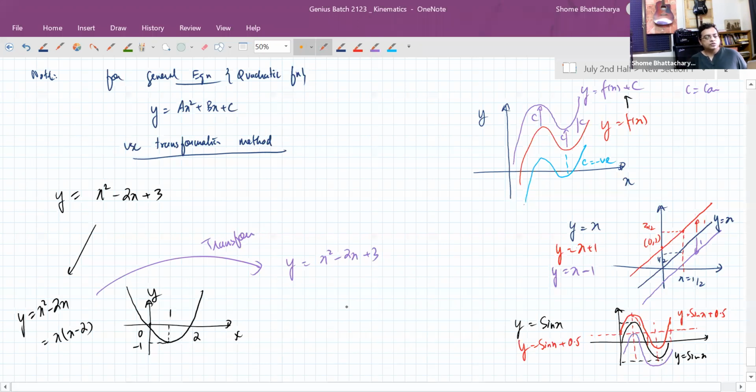So I have to just lift this whole graph up by 3 units. So when I lift this up by 3 units, you can see this vertex point will go up here. We'll go to 1, 2. So this graph will now look like this. You can see it does not have roots.